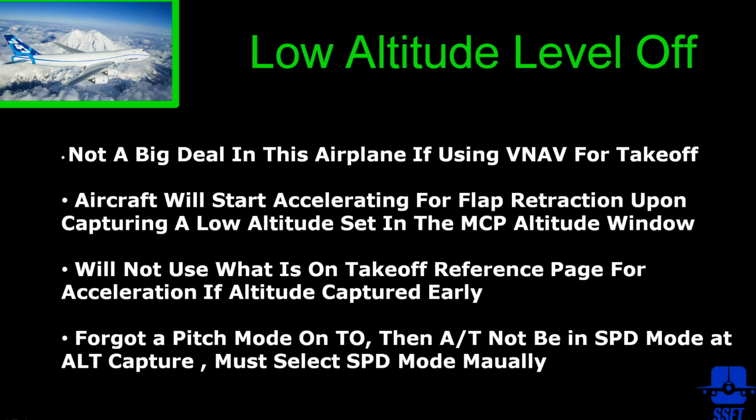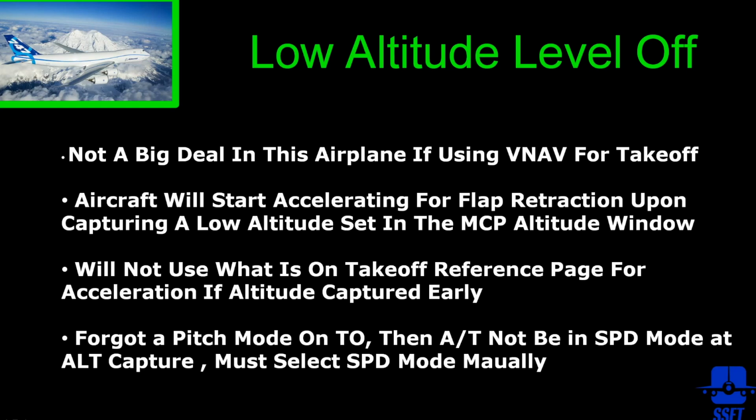We will have this little low altitude level off at 2,100 feet. Low altitude level offs in this airplane is not a big deal if you're using VNAV for takeoff. Other airplanes, this could be more of a factor, but this airplane is not. If you do capture the altitude prior to the flap retraction altitude for acceleration, then the airplane will start accelerating at that time.